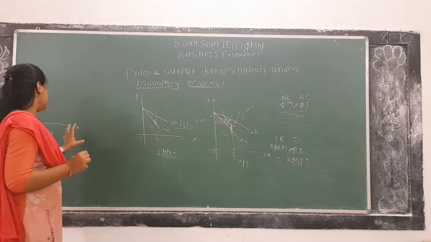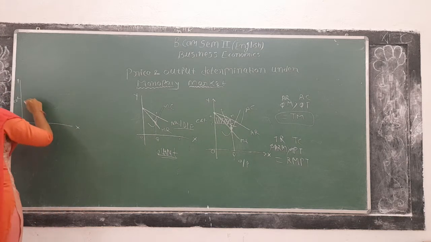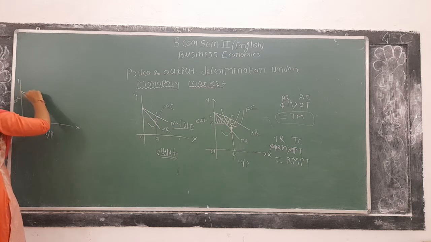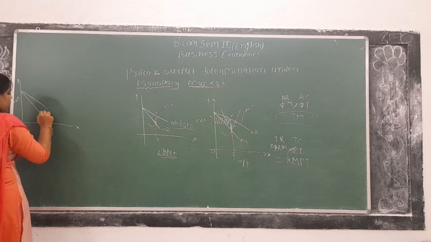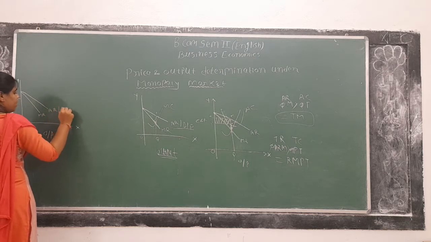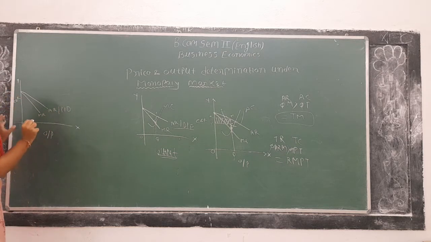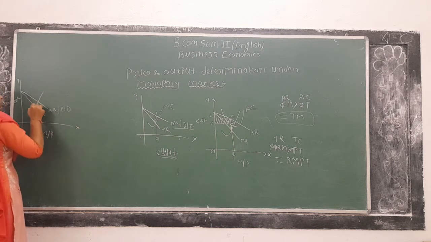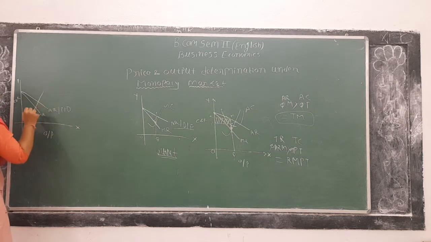Again we have to draw the condition of equilibrium. Here this is MR, this is AR. AR is also the demand curve and the price line. Now we have to draw the equilibrium condition. So this MC curve will cut the MR curve from below.